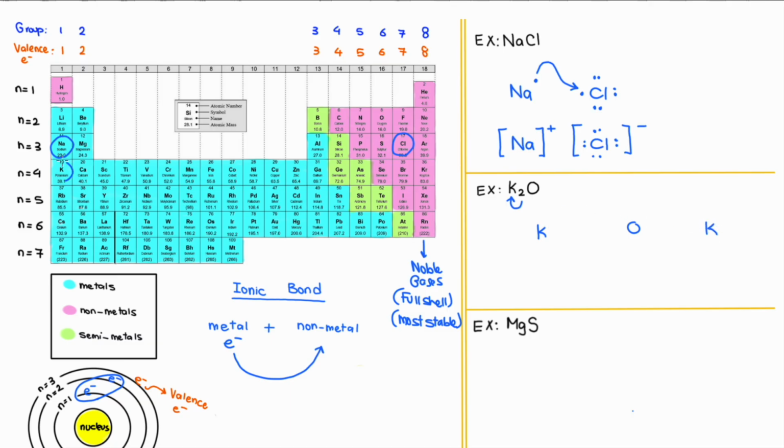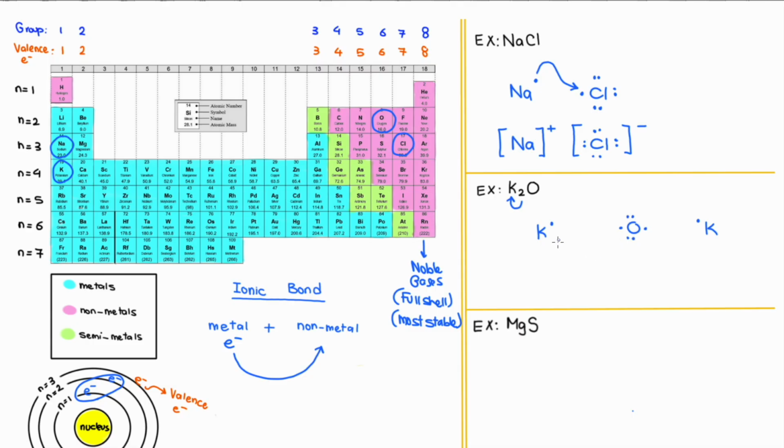Potassium is here in the table, so it's in group 1, so it has 1 valence electron. The other potassium also has 1 valence electron. Oxygen is here in the table, in group 6, so it has 6 valence electrons. So we put the electrons around it, 5 and 6.